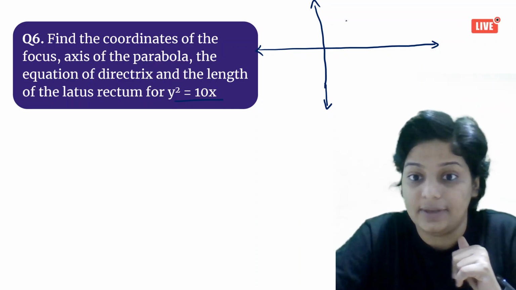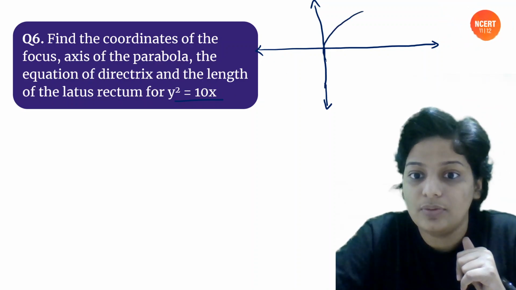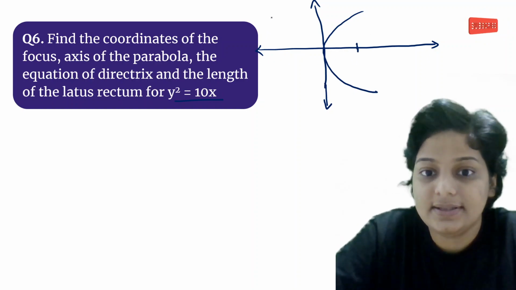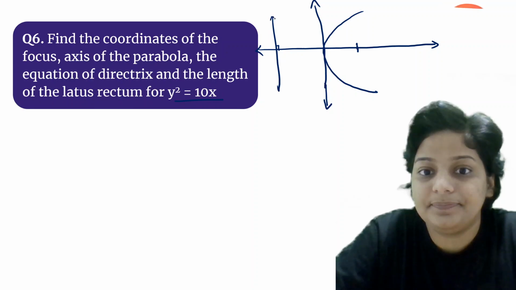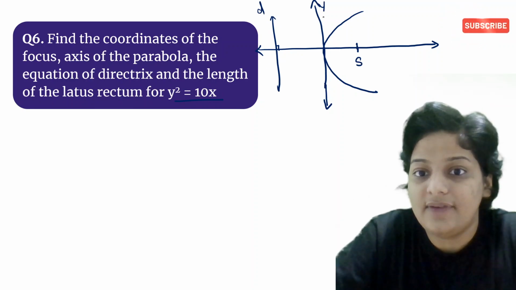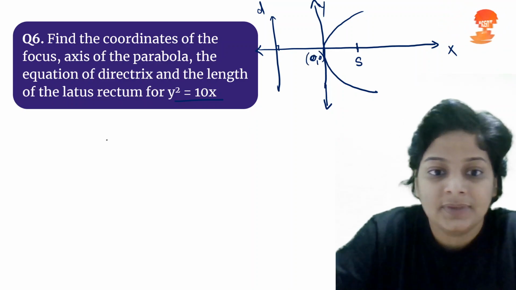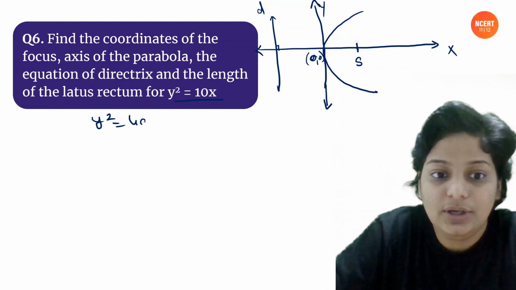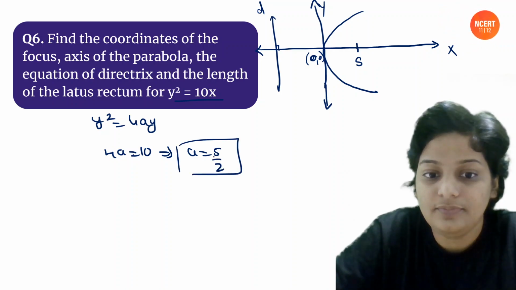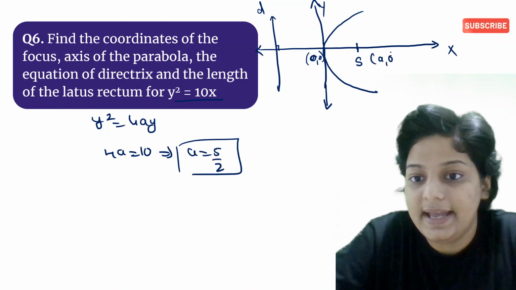बॉस ये पॉजिटिव है. पॉजिटिव है तो अपना फोकस पॉजिटिव है, यानी कि यहाँ पे. दिस इज हाउ इट इज. ये अपना डायरेक्ट्रिक्स लाइन डी, ये फोकस S, ये y एक्सिस, ये x एक्सिस. दिस इज 0, 0 द वर्टेक्स. अब आप कंपेयर करोगे y स्क्वायर इक्वल टू 4ay से, तो आपको 4a इक्वल टू 10 विच इम्प्लाइज a इक्वल टू 5/2. राइट. सो योर फोकस इज a, 0.